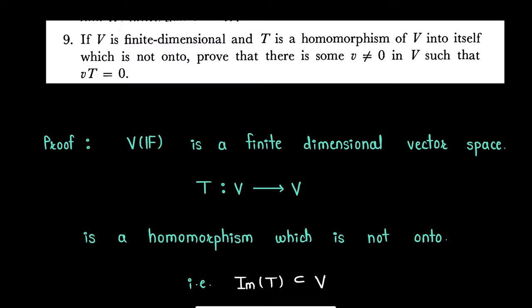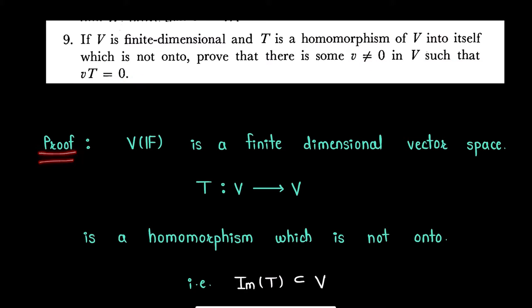In this video, I am going to solve an exercise question from the book Topics in Algebra, from chapter 4, Vector Spaces and Modules. The question is: if V is finite dimensional and T is a homomorphism of V into itself which is not onto, prove that there is some vector, say v, in vector space V which is non-zero such that T of v is the zero vector.